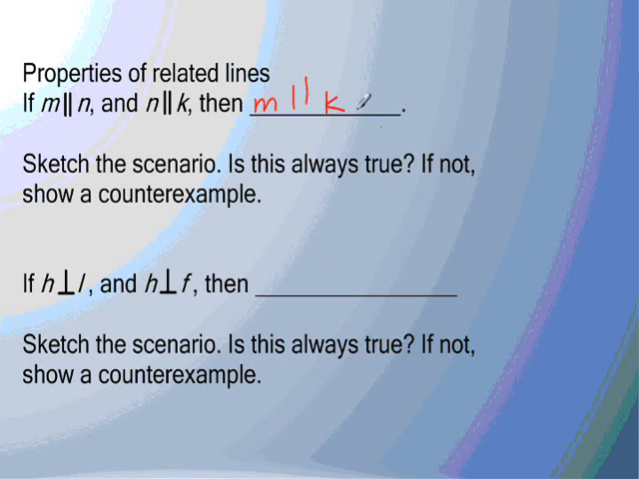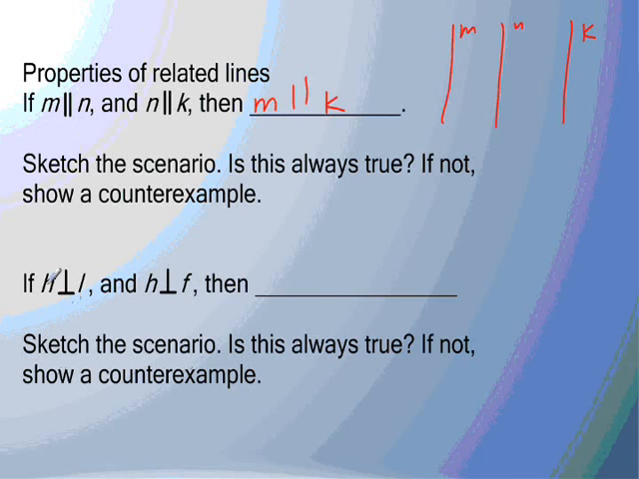And is this always true? So if I have line M, terrible line, and line N and line K, if these 2 are parallel and these 2 are parallel, then are these 2 always parallel? Yes. I can't think of a counterexample. Can you think of a counterexample? If you can, tell me tomorrow.